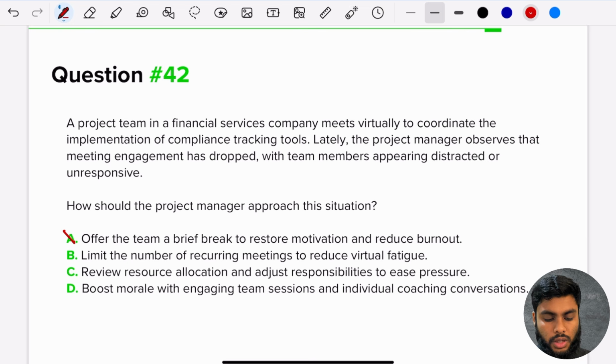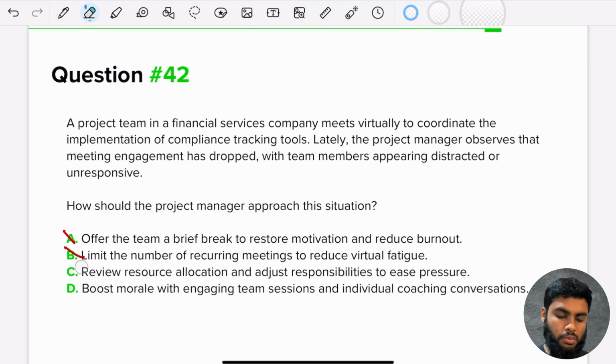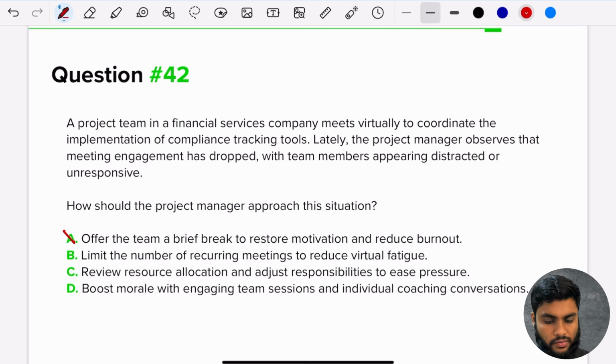Limit the number of recurring meetings to reduce virtual fatigue. I mean, I don't like this solution. We might need to have meetings regularly, so I don't like it right away. Let's see what else there is. It doesn't contradict our principles, but it just doesn't sound right, so let's just leave it for now.